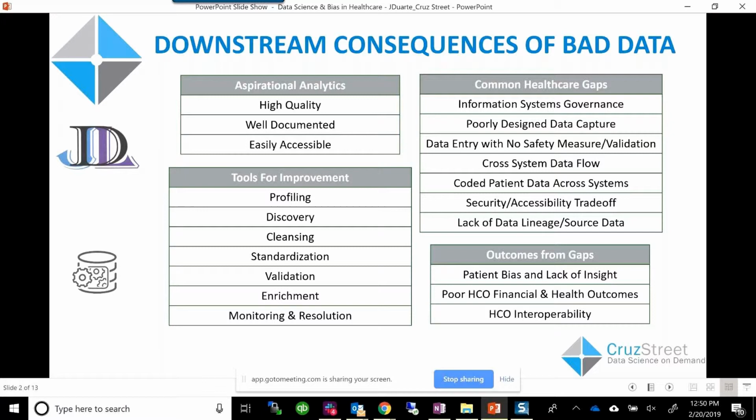Now, causes of bad data quality need to be identified. Addressing these root causes of poor data quality would greatly enhance the quality of data that is available for analytics. Common gaps listed here on this slide are mainly the root causes to blame for most of the data quality issues encountered in healthcare organizations. For example, software issues such as poorly designed data capture forms or data validation, and also coding standards and lack of metadata and lineage introduce data quality issues.